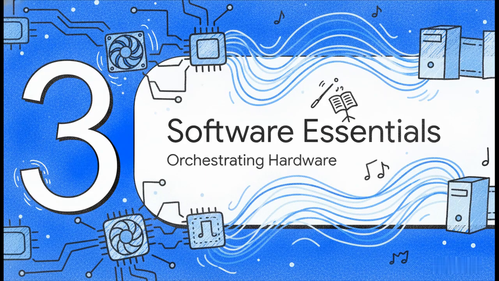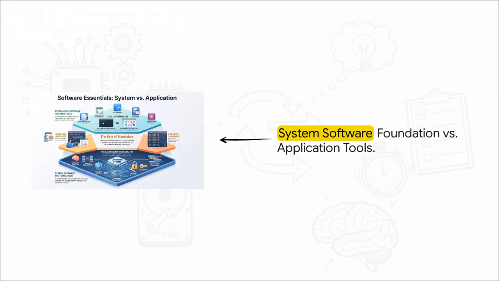Section 3. Software Essentials. Orchestrating the hardware. Here's the thing, though. All that complex, glowing silicon hardware is completely useless without a director to orchestrate it. At the base level, we have that deep background orchestrator, system software, which includes your operating system. It manages the hardware, gives you a stable platform. Then, floating at the top layer, we have application software. Those are the tools you actually use: word processors, web browsers, games. The OS is that absolutely essential foundation that makes running any of your apps possible in the first place.